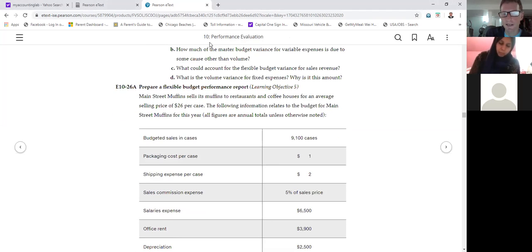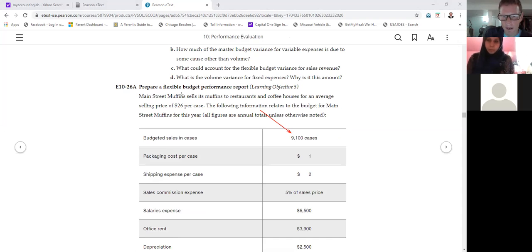of, what is it, 9,100 cases? You don't really even need that in this problem. They gave it to you, but you don't even need this, okay? Now, having said that, that's how you do the flexible budget.